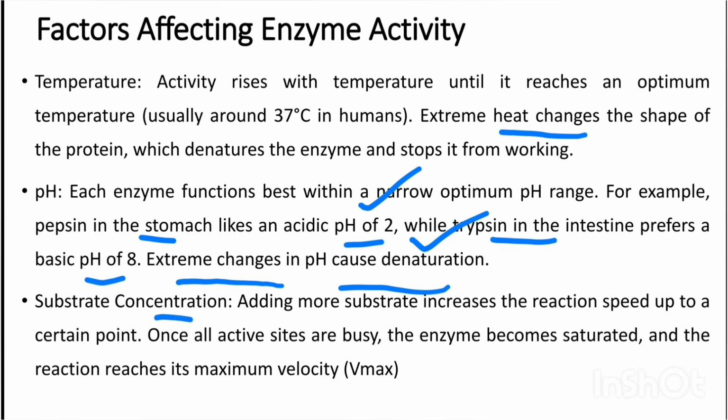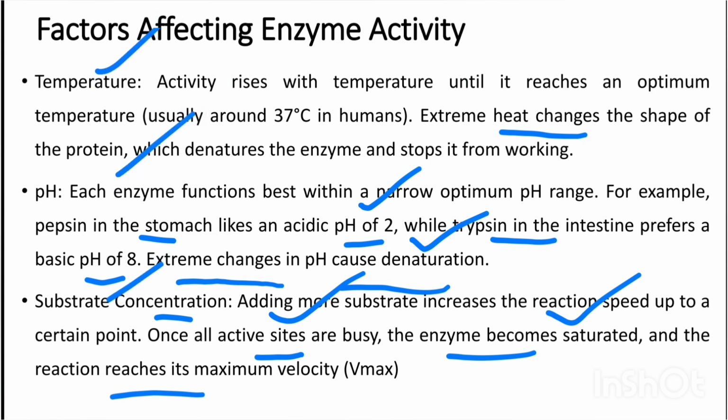Then substrate concentration. Adding more substrate increases the speed of the reaction, but only to a certain point. After that, when all active sites are busy, the enzyme becomes saturated and the reaction reaches its maximum velocity. So temperature, pH, and substrate concentration are three basic factors which affect enzyme activity.